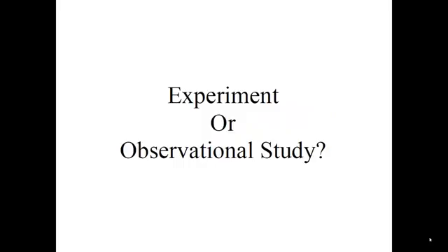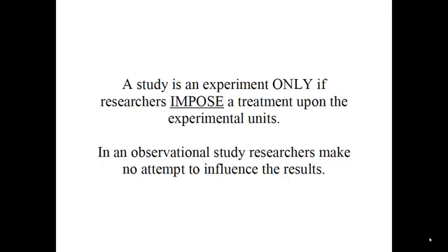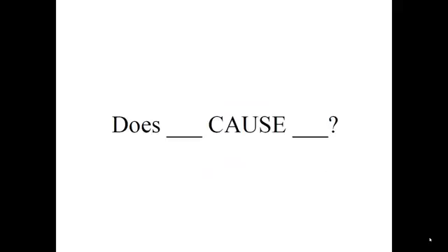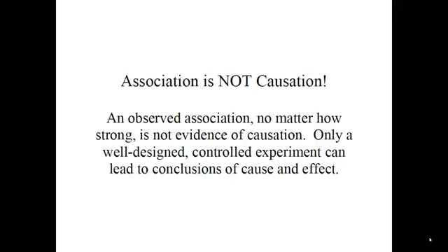Experiment or observational study. A study is an experiment only if the researchers impose a treatment upon the experimental units. In an observational study, researchers make no attempt to influence the results. Does blank cause blank? Association is not causation. An observed association, no matter how strong, is not evidence of causation. Only a well-designed, controlled experiment can lead to conclusions of cause and effect.